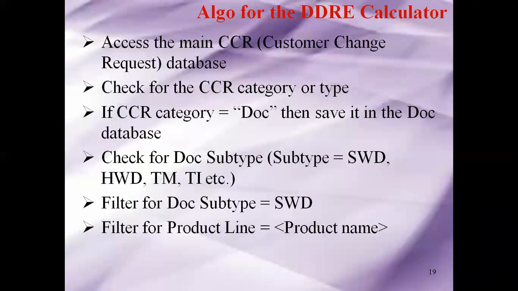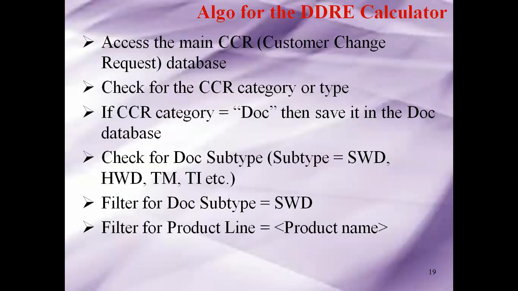It's a database. You have to check for the CCR category or type. So if the CCR category is equal to doc, they'll have all these features. That is, they'll categorize it as a coding or testing change, or a design change or anything like that. They'll have different parameters. So you then save it in the doc database. You will have a doc database separately in your content management system. Just push it into that doc database. Okay. So you have to write a program for this.